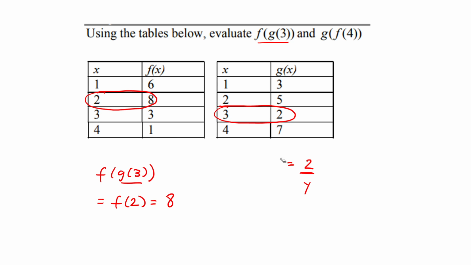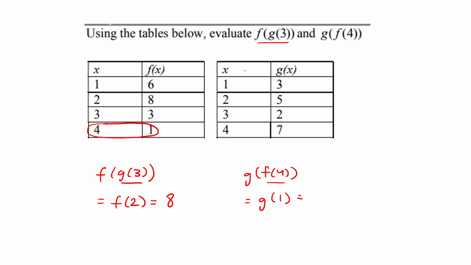Same thing for g of f of 4. Now we just need to go the other way. So f of 4, I would go to my table and get 1. And then g of 1, of course, would be 3.